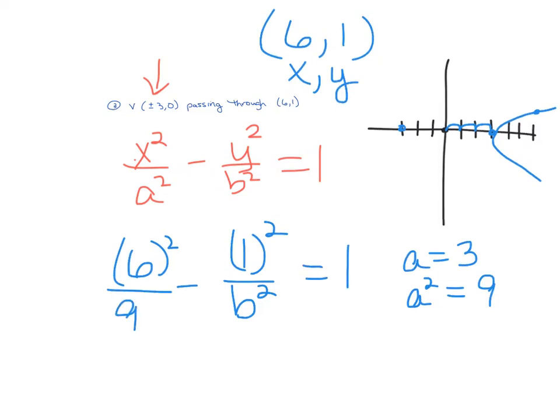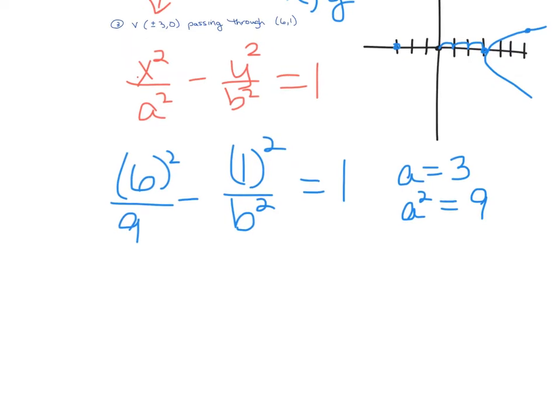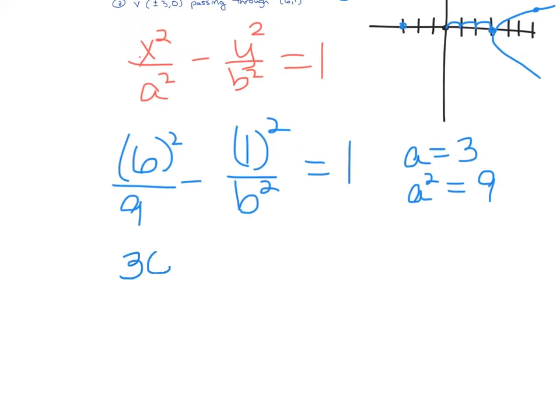And now I only have one unknown here, and I'm going to solve for it. So I'm going to square the 6 and square the 1. So 36 over 9, minus 1 over b squared, and it equals 1. I now need to isolate b squared.